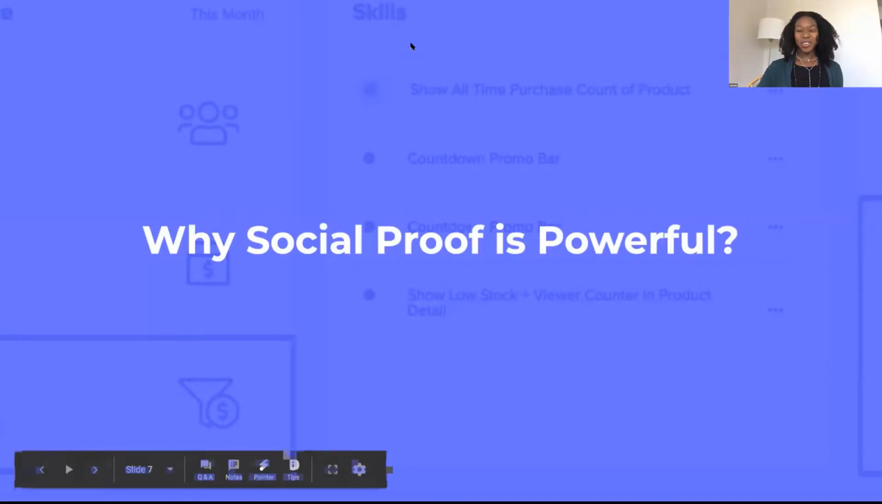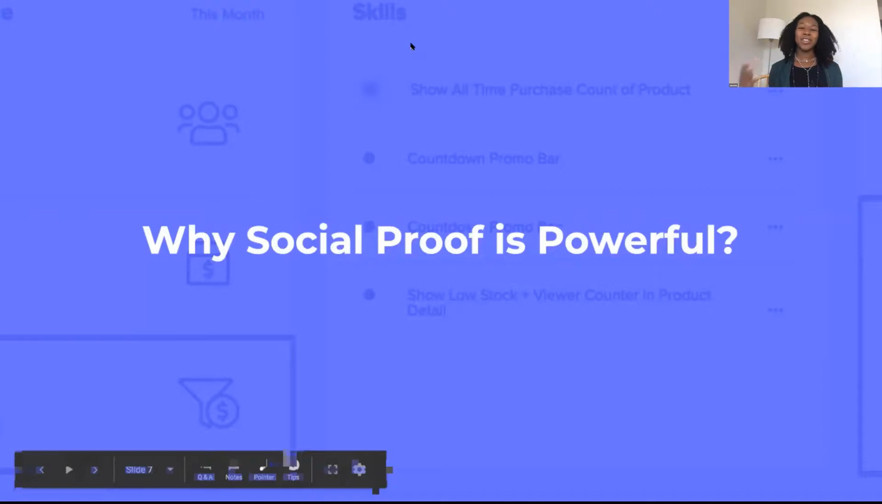So why is social proof so powerful? It's because it helps to boost your conversion rate, and it really helps your customers overcome brand objections. For example, with user-generated content, some people will be like, I don't really know if it's going to work for me. I don't know what it's going to look like on me.